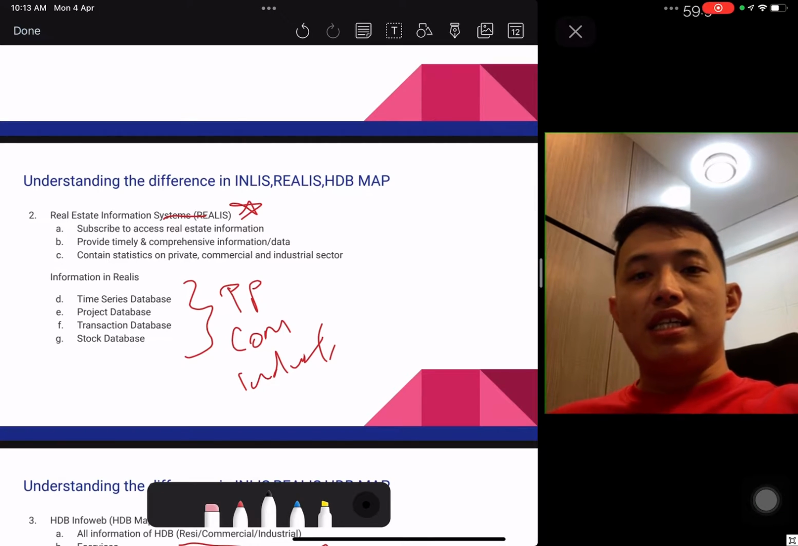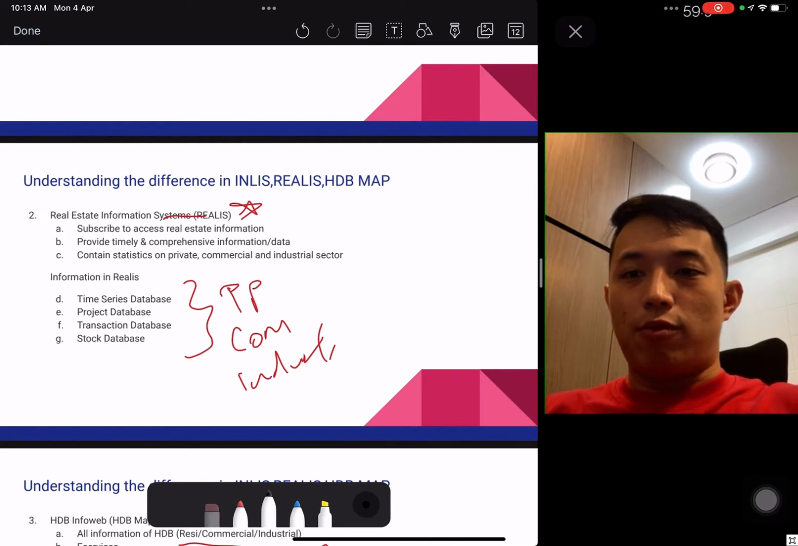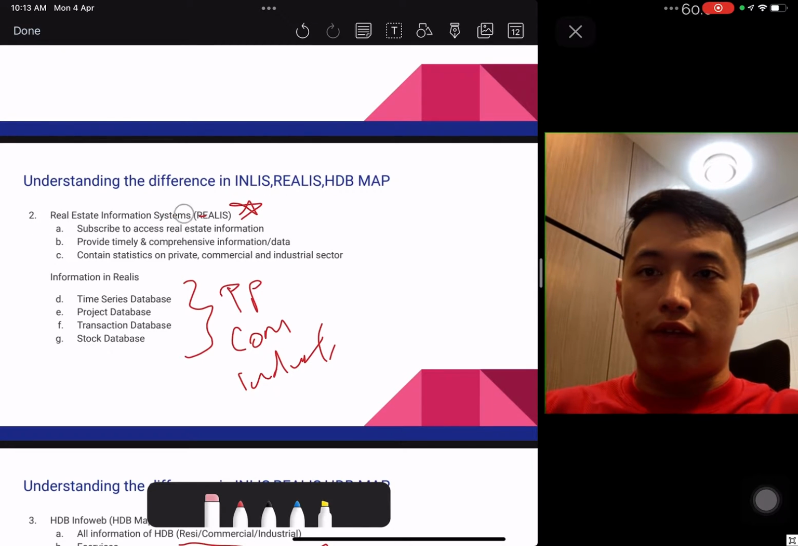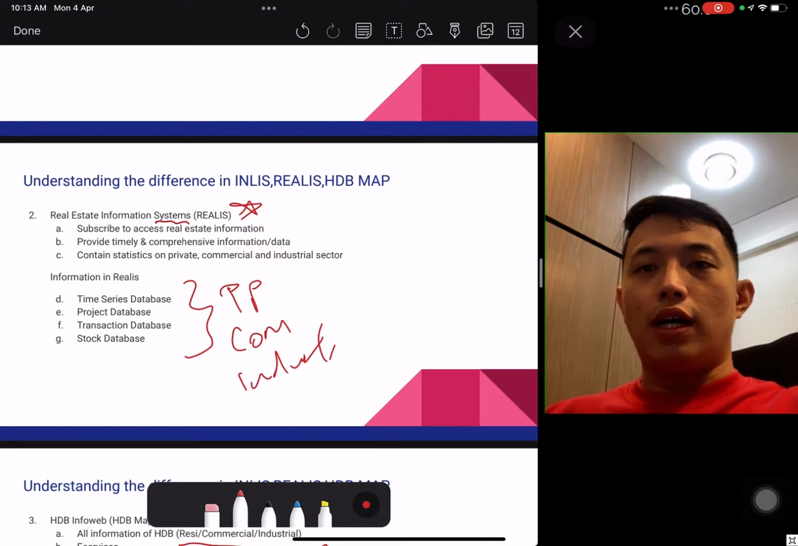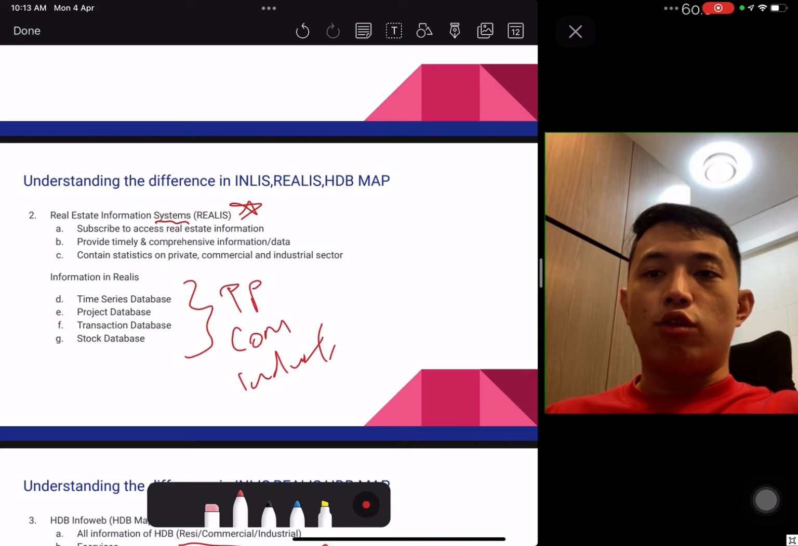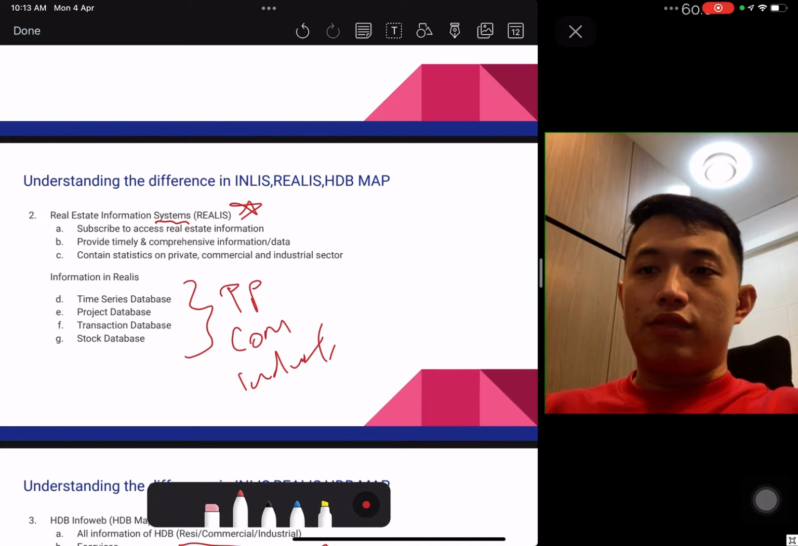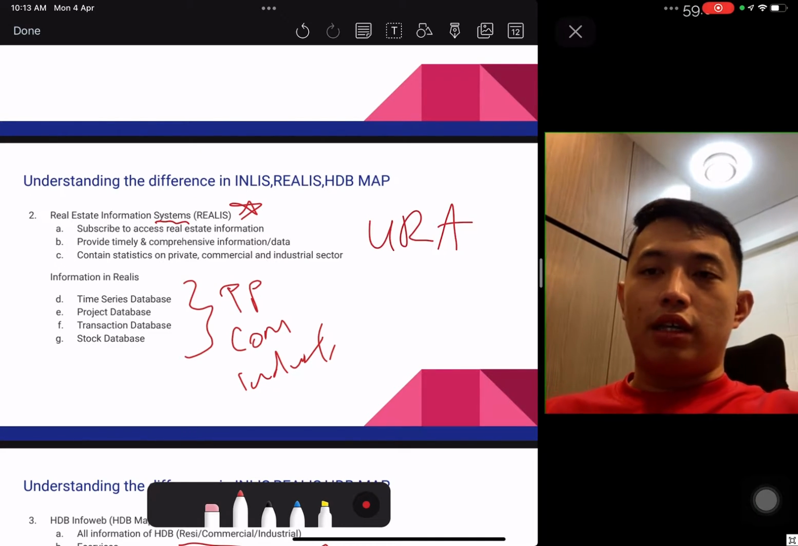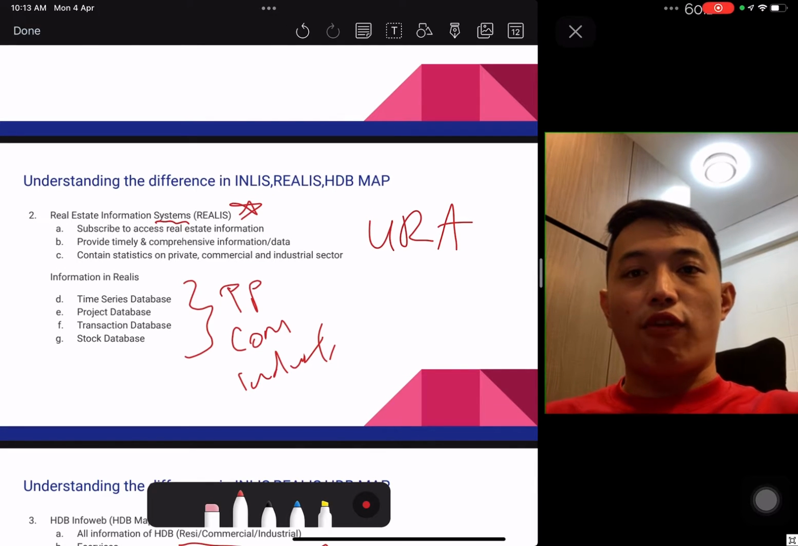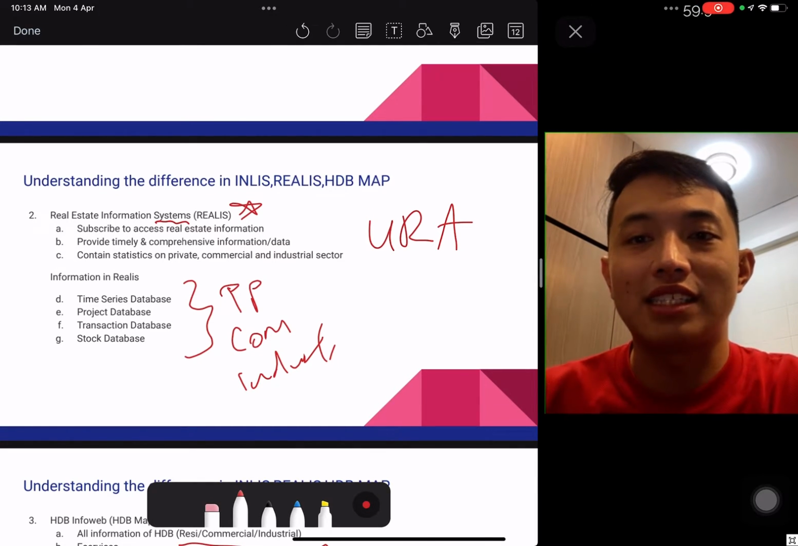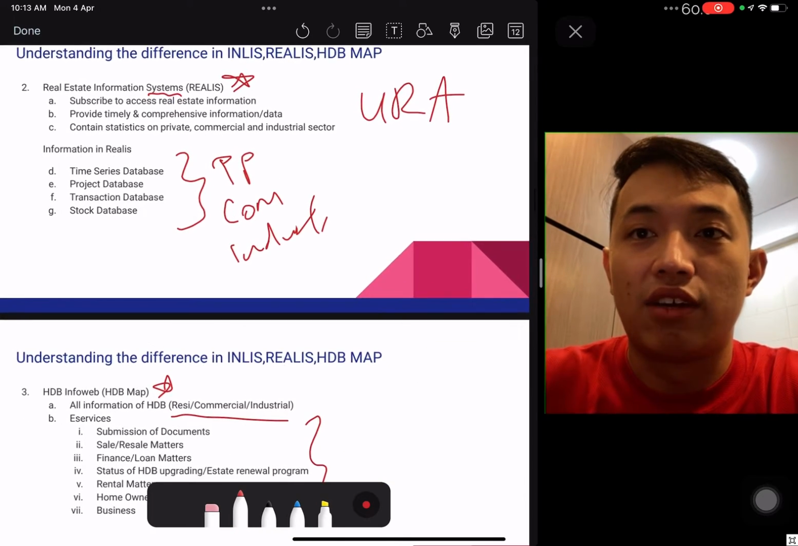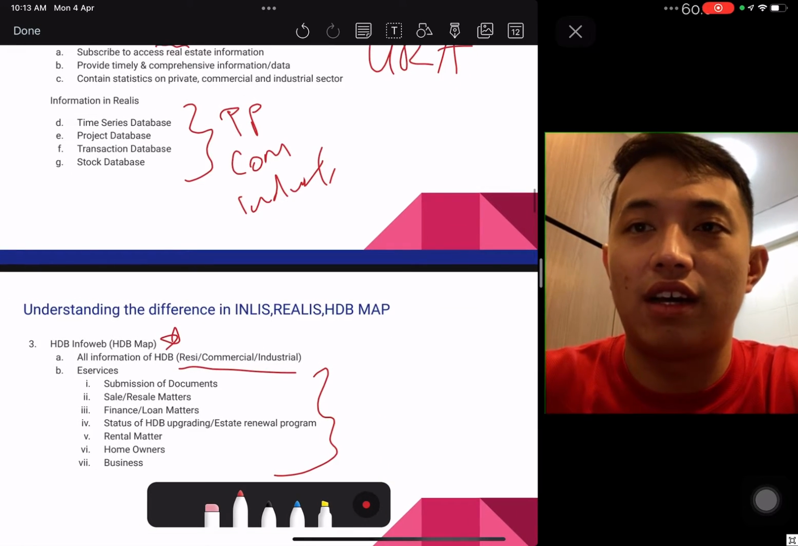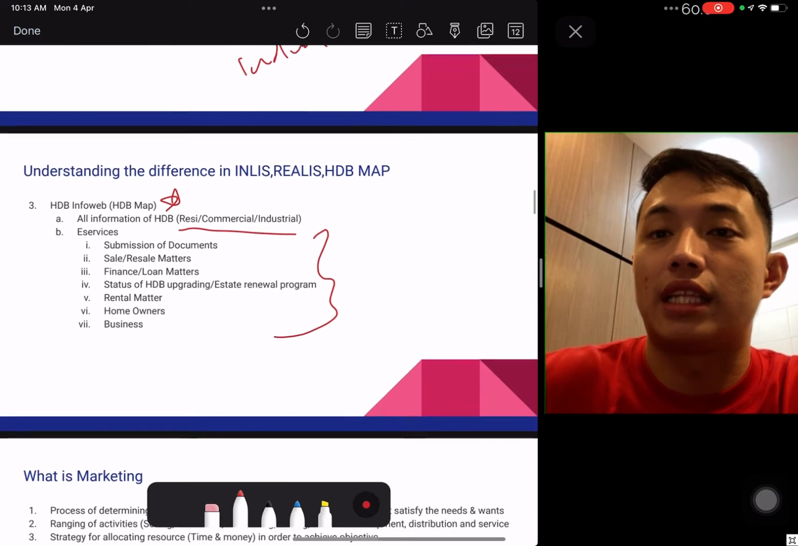Secondly, REALIS is the Real Estate Information System. Do take note, it's a system. This is actually a data center for URA to provide for you guys. This is from URA. The information can be taken from there. Do take note, all the information is based on data: real estate, private and industrial and commercial data.